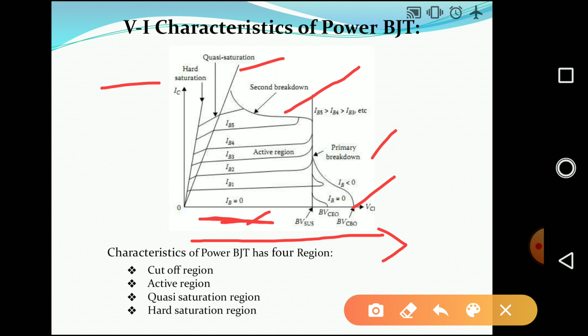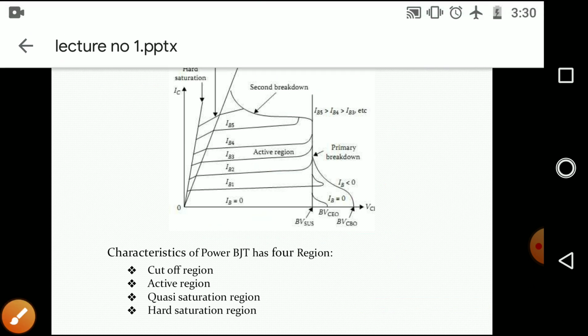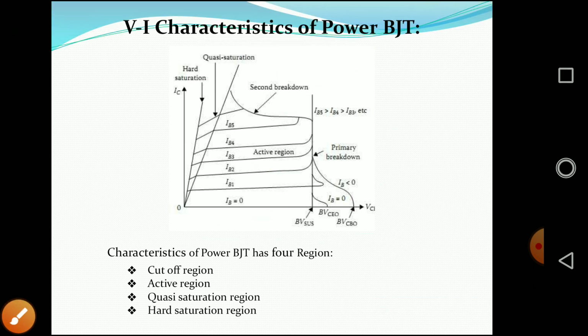And if the voltage is increased, here we are making base current less than 0 and here we are making base current equal to 0. At that condition the transistor shifts into secondary breakdown, and that region is called the active region. And when the transistor operates in the active region, it is used as an amplifier.